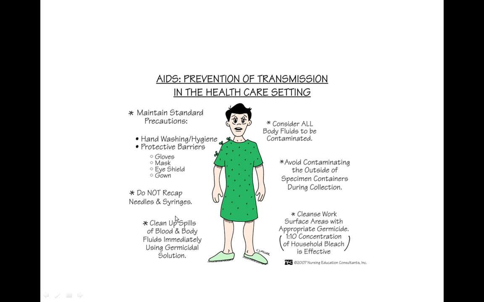We never recap needles and syringes. Y'all know that. Clean up the spills, blood and body fluid. A 1 to 10 concentration of bleach is effective. So in other words, 1 part bleach to 10 parts water. But keep in mind also that HIV is not a very strong virus when it's outside of the body. We call it an obligate virus, which means it has to have a human host. It doesn't survive for very long outside the human body at all. The virus that we talked about that's much stronger and has the ability to last longer outside of the body is Hep B, hepatitis B.